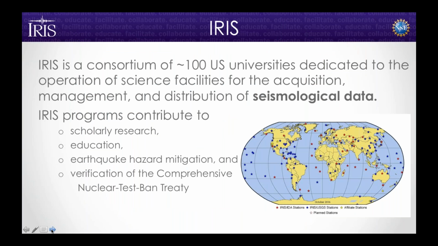I'm going to pause for just a moment to talk about IRIS, who I work for. IRIS is a consortium of about 100 universities that are dedicated to the operation of science facilities for the acquisition, management, and distribution of geophysical data, primarily seismic data. Our programs contribute to scholarly research, education, earthquake hazards mitigation, verification of the Comprehensive Nuclear Test Ban Treaty, and a whole lot of other things. The graphic over here by Danielle Sumi is of the global seismographic network that we maintain with the USGS.